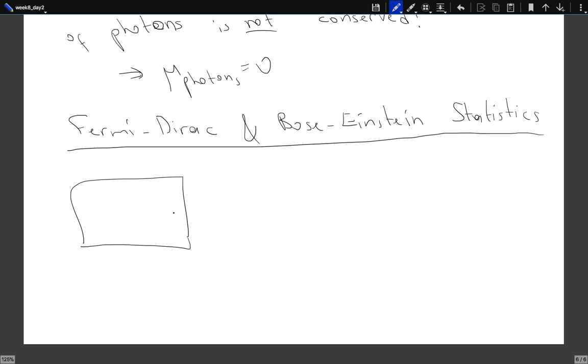And then let's say that we have a single particle that can be in a given single particle state. So I just pick a single particle state. Then I define my system.